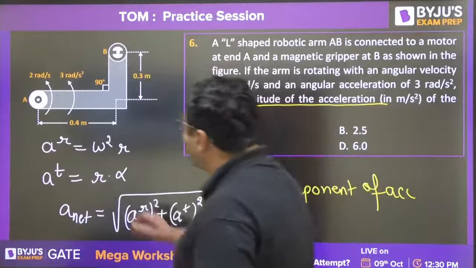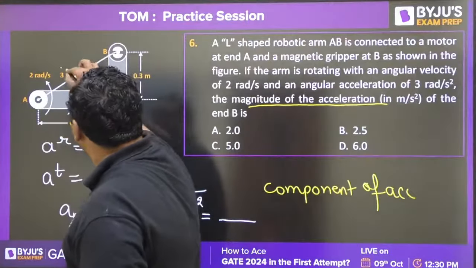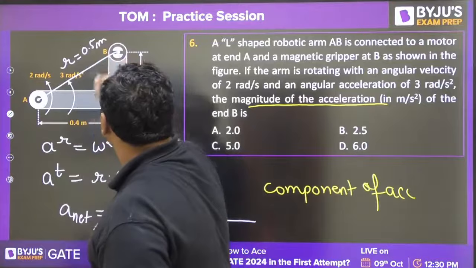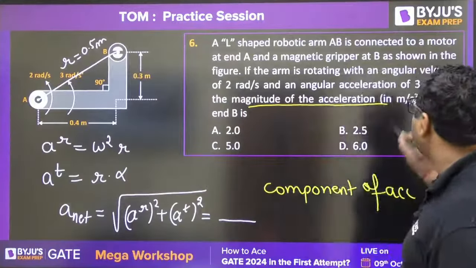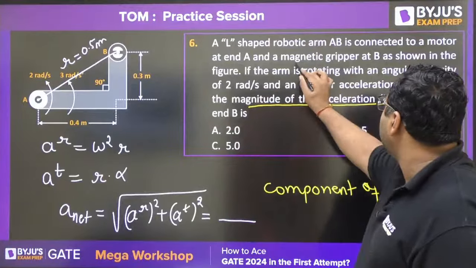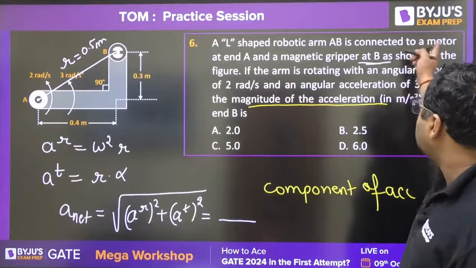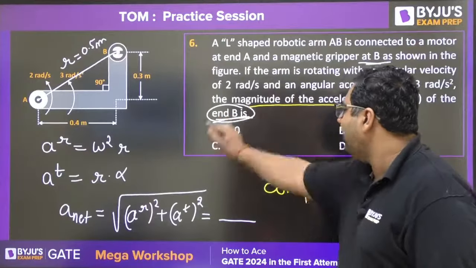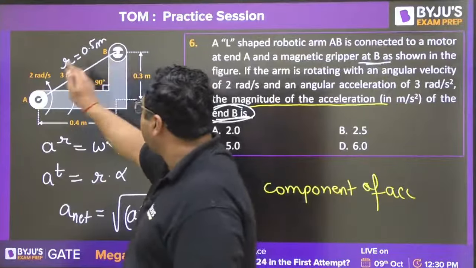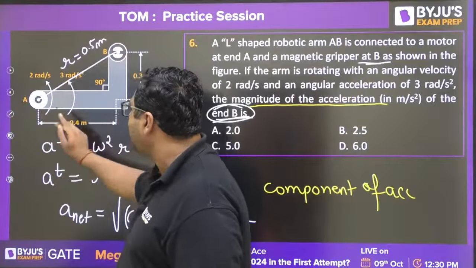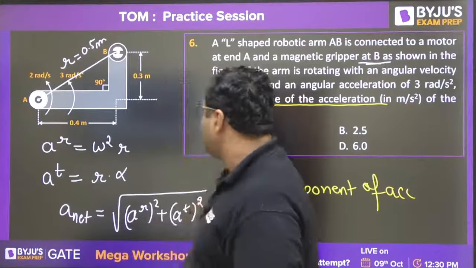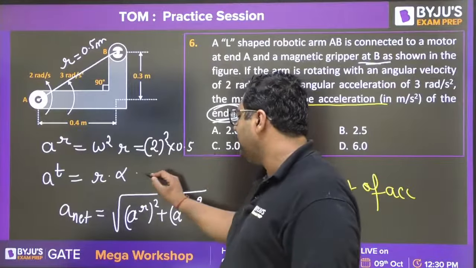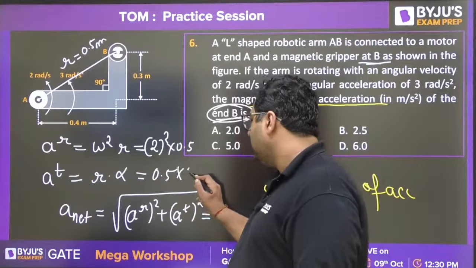Very good. This distance you need to consider as the R. R will be 0.5 meter, because you need to find out the acceleration of B. You can see it is written that AB is connected to a motor and you need to find out the magnitude of acceleration of point B. So you will be considering this point with respect to this point about which omega and alpha are there. So this distance is 0.5. So you will say 2 square into 0.5, then here it is 0.5 into 3. Now tell me the answer.